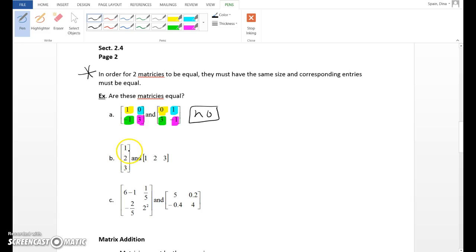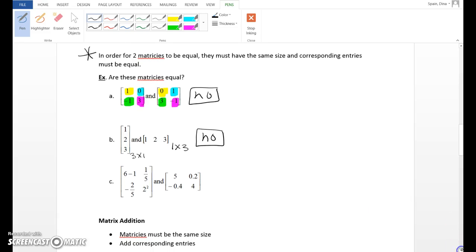Okay, let's look at part B. Notice in part B, let's look at the size of these. This first one is a 3 by 1, and this is a 3 by 1, and the second one is a 1 by 3. So right off the bat, you can stop and say, no, those aren't equal. The sizes aren't equal.